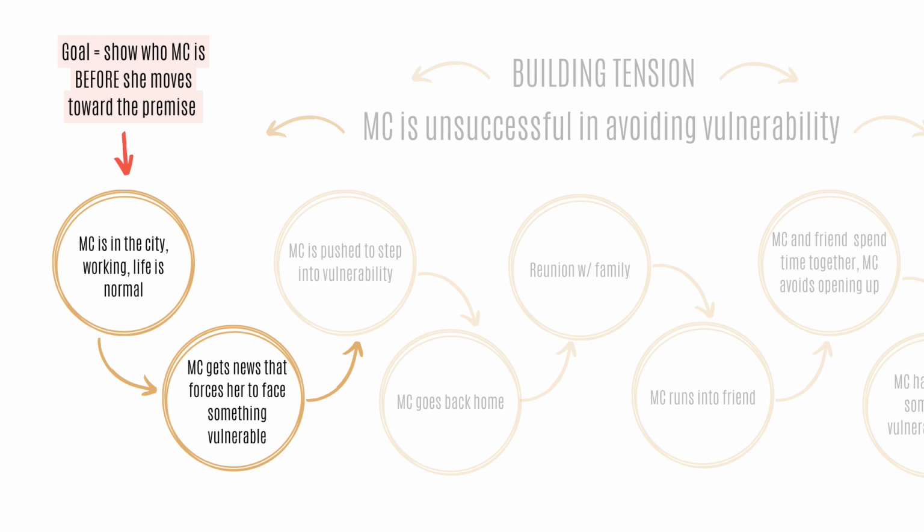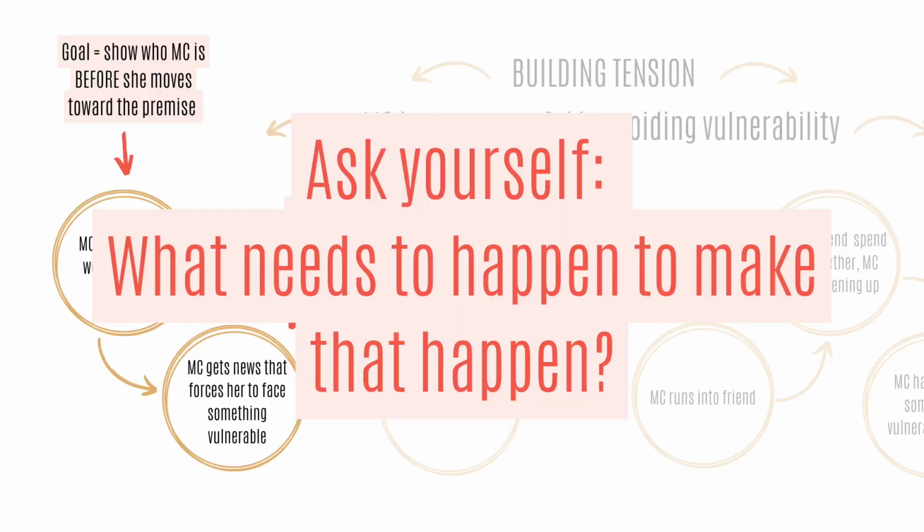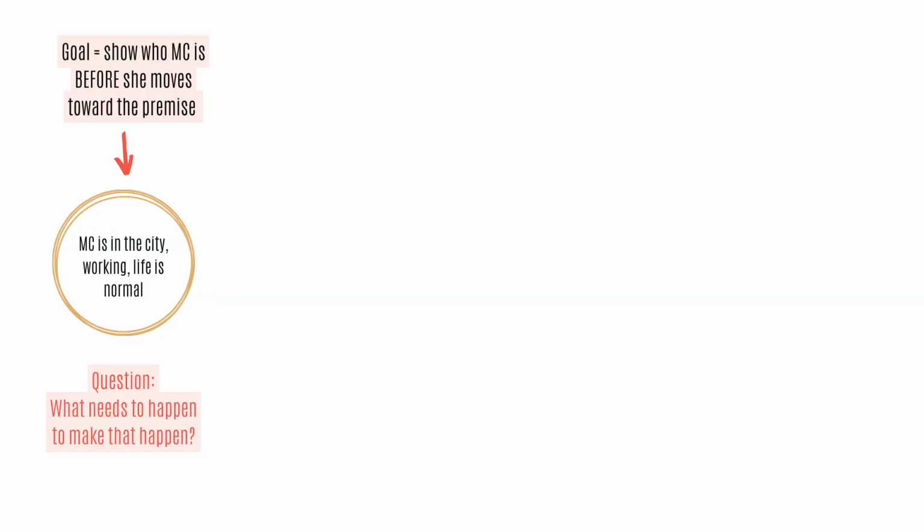Now I know the goal of the second point is to act as the catalyst for my story, the point at which my main character's life changes. So from there, you're going to ask yourself questions like, what needs to happen to make that happen? I know I can't show my main character's whole life in one scene or one chapter, so I'll have to break down that one point into multiple points. So let's do that. Here are some questions I might ask myself.